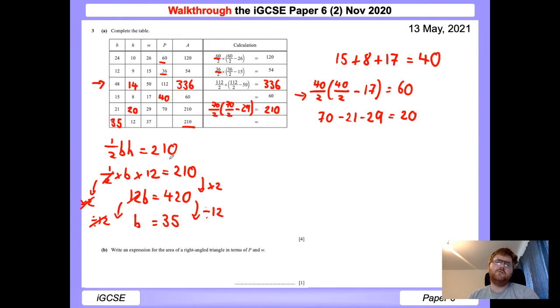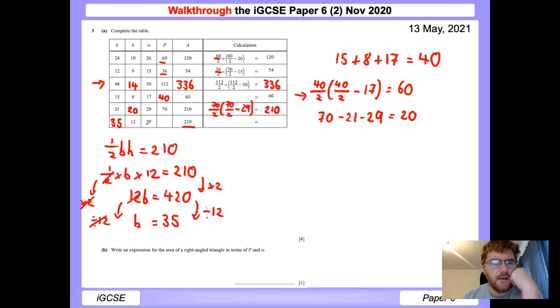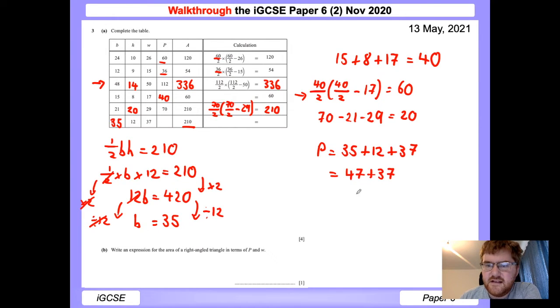The thing is, this is a question we already did. No, it isn't. Okay. So 35, 12, 37. To work out the perimeter here, I'm just going to add these together. So 35 plus 12 plus 37. So this gives us then 47 plus 37. And that's going to give us 84. Again, all this you can check on your calculator.